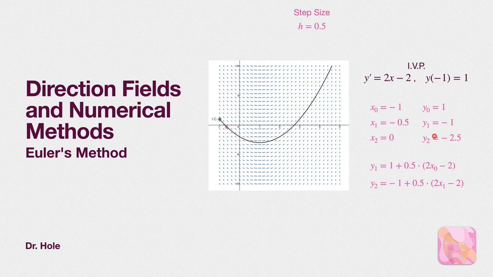And this can continue ad infinitum, as many red dots as you like. This is Euler's method.